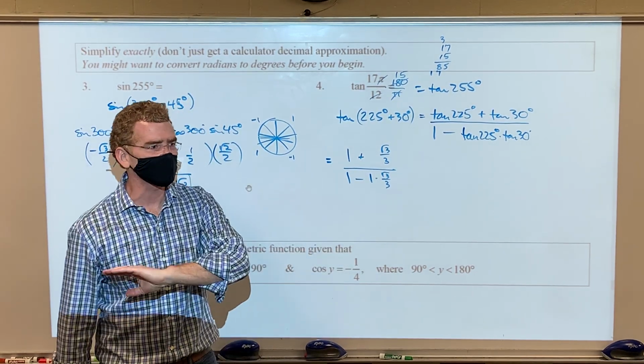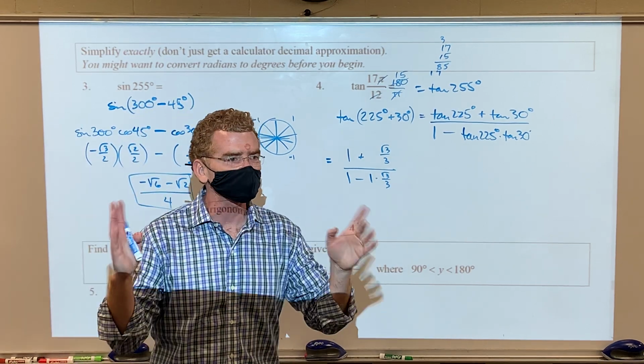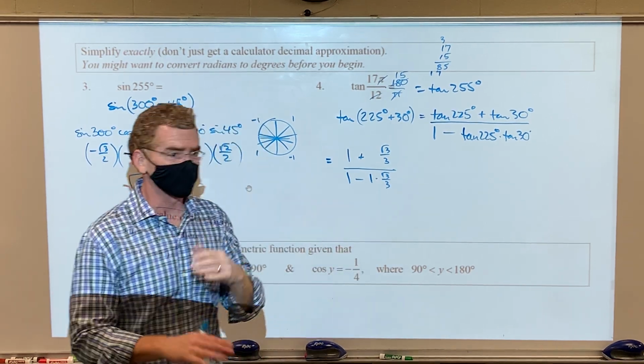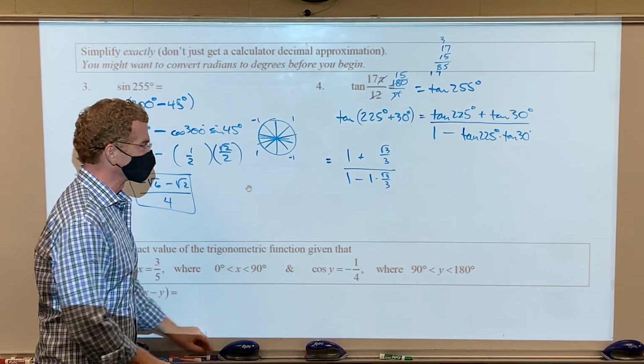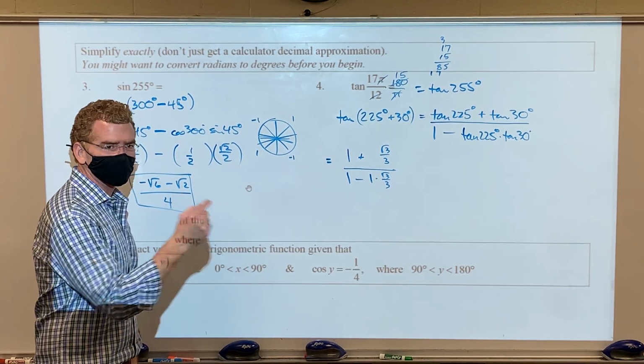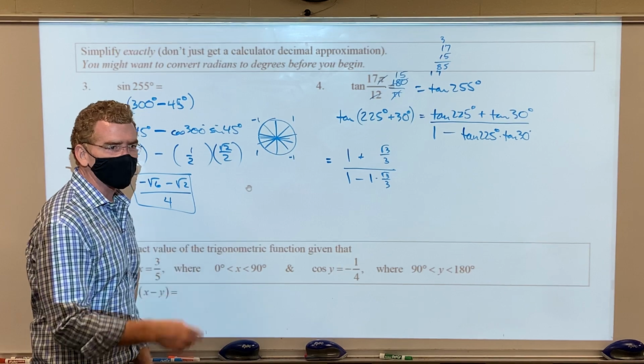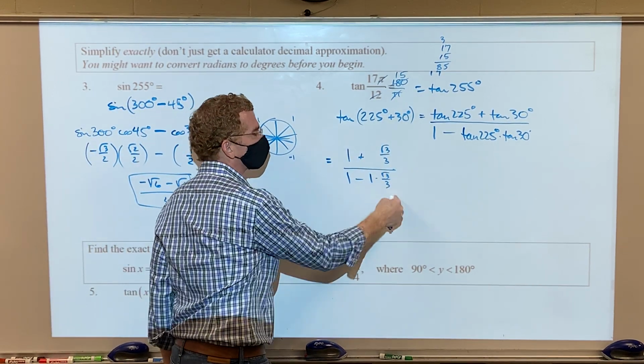Now I'm going to show you a technique. I've showed you this before. You're going to do it 1,000 times in this chapter. So do it. It makes your life a little easier. To get rid of a fraction inside of a fraction, find the denominator of each term. The common denominator of each term.